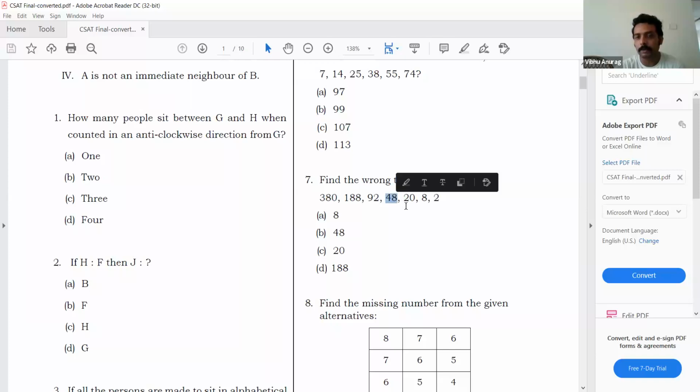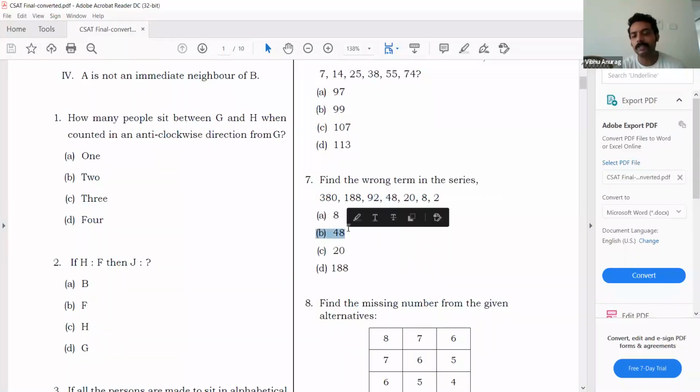So this number instead of 48, it should be 44. Again, you can check: 44 by 2 is 22, minus 2 is 20. So the logic fits. So this should be 44. So this is wrong. 7B is the answer. Seventh answer is B, 48.